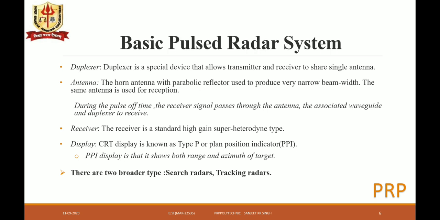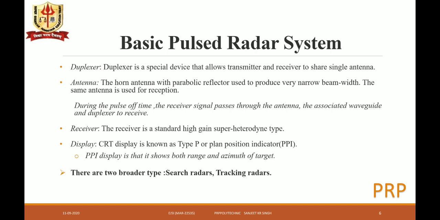So the next part is the duplexer. The duplexer is a special device that allows the transmitter and receiver to share a single antenna. The antenna is shared between the transmitter and the receiver, and this is done by the duplexer. The antenna, particularly horn antennas, are used with a parabolic reflector to produce a very narrow beam width. The same antenna is used for reception.